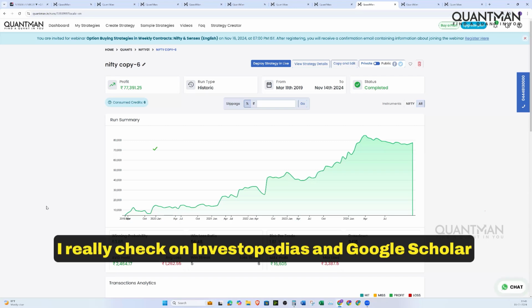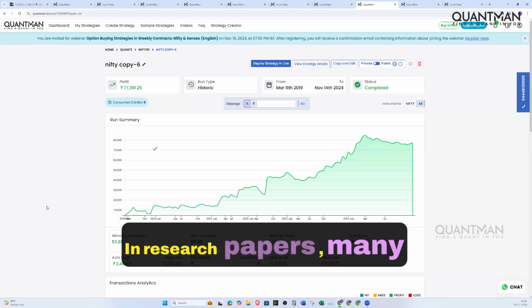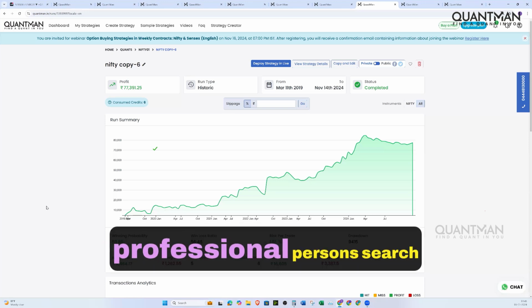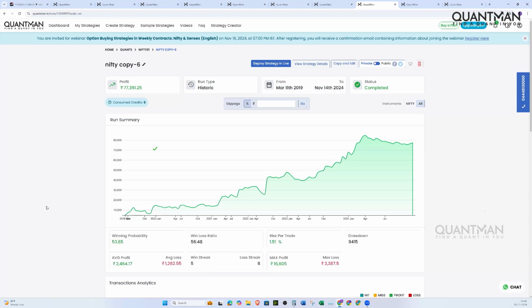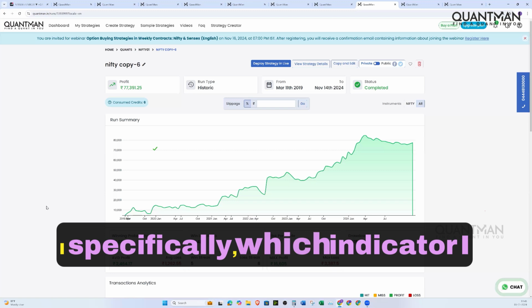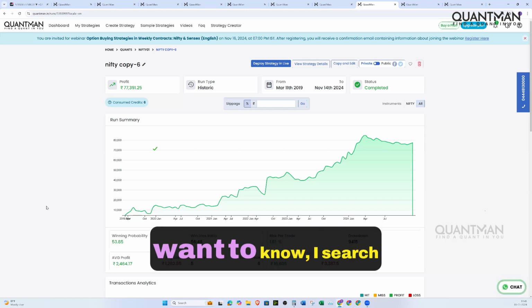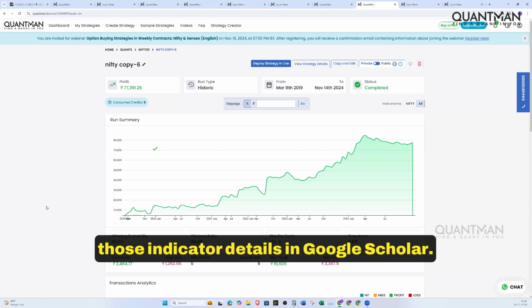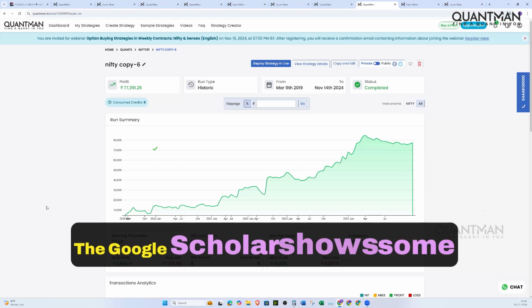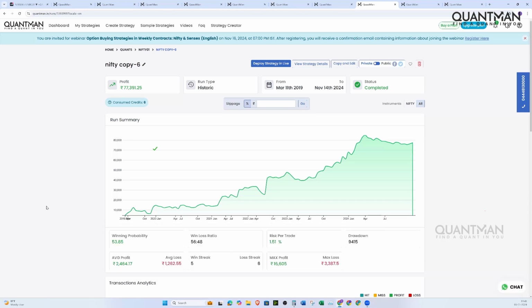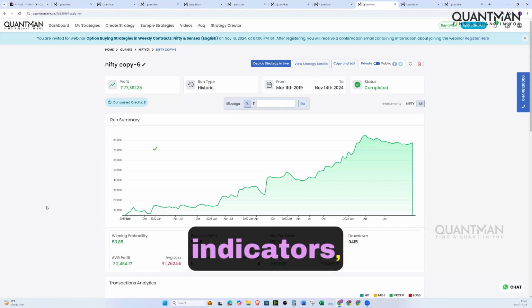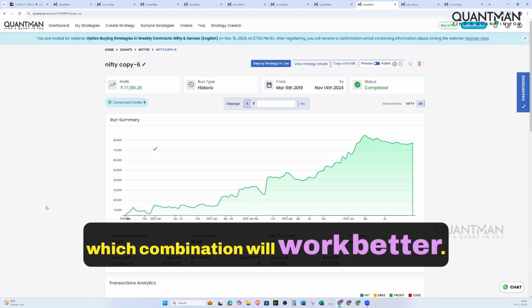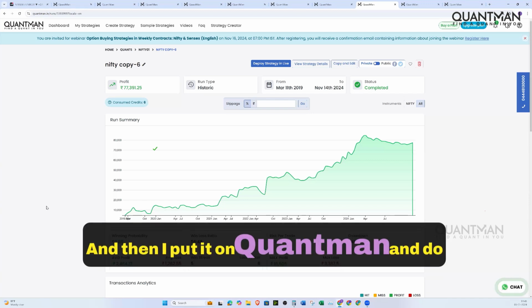I check Investopedia and Google Scholar daily for research papers. In research papers, many professionals research and build strategies and give some results. For a specific indicator I want to know about, I search for its details in Google Scholar. Google Scholar shows some articles. I read those articles. From them, I learn about those indicators and which combinations work better. And then I put it on Quantman and do a backtest.